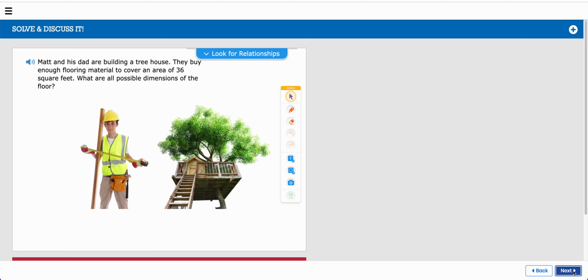Matt and his dad are building a tree house. They buy enough flooring material to cover an area of 36 square feet. What are all the possible dimensions of the floor? This is an interesting question. I like this question.